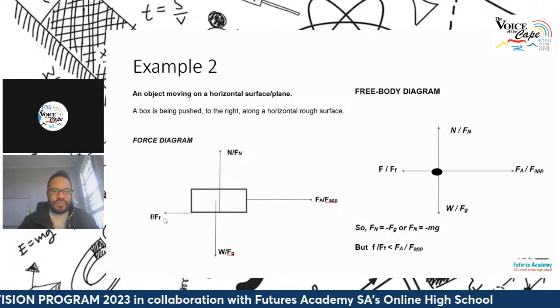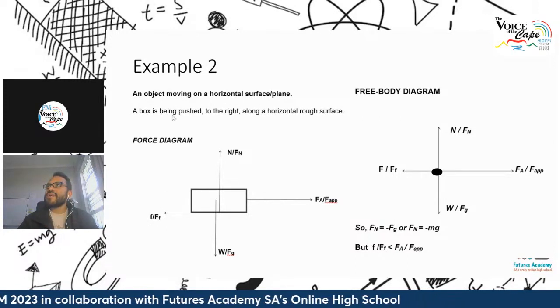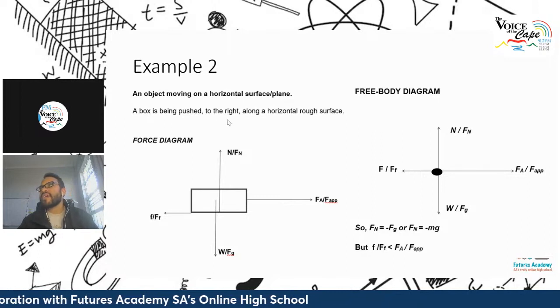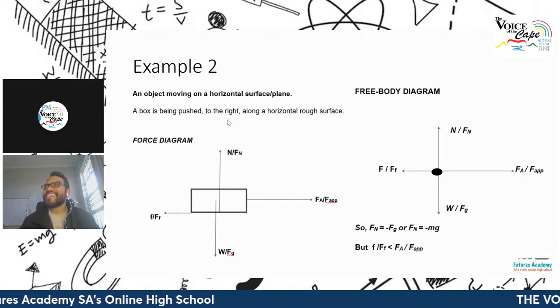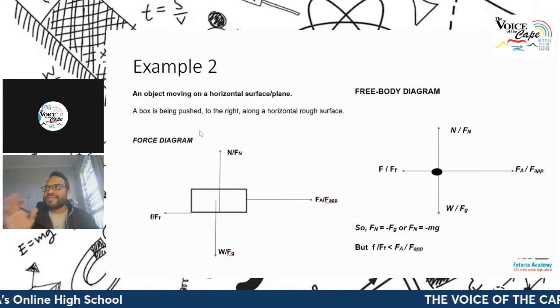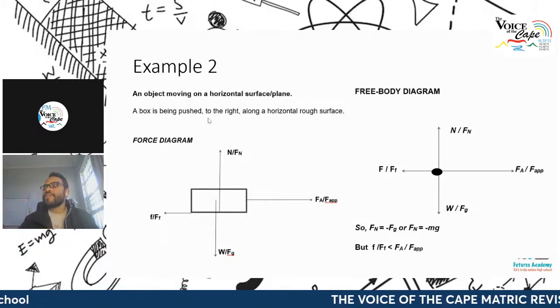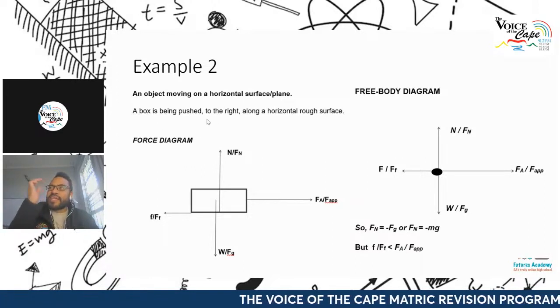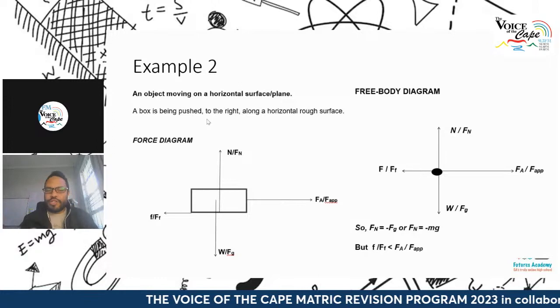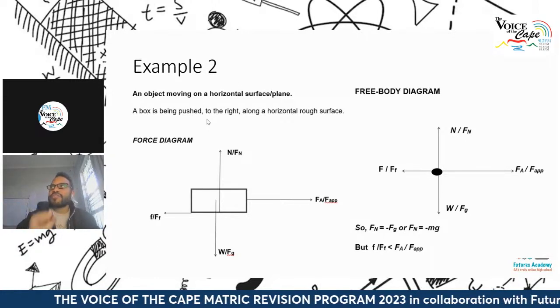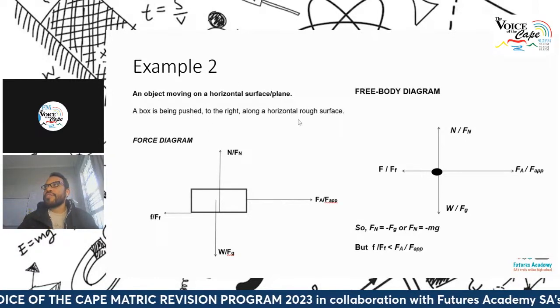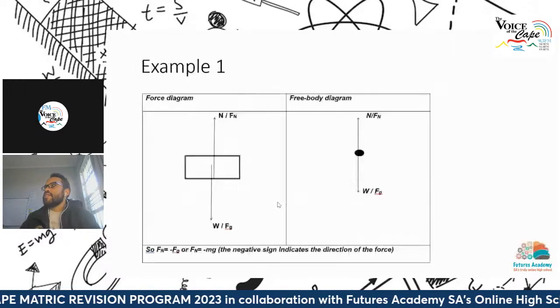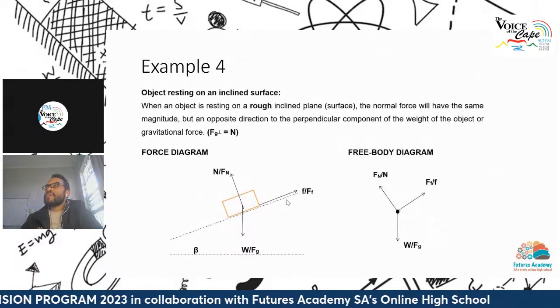Well, it's fairly simple. This is because it's being pushed to the right. We need to indicate that it actually moves to the right. But it's being pushed, and for this question, it's a little bit poorly worded here, but let's assume that it's actually moving to the right as well. So we're pushing it, and we are moving the box to the right along a horizontal surface.